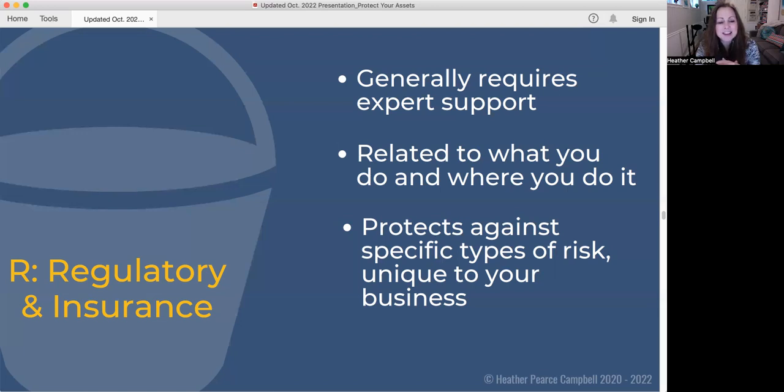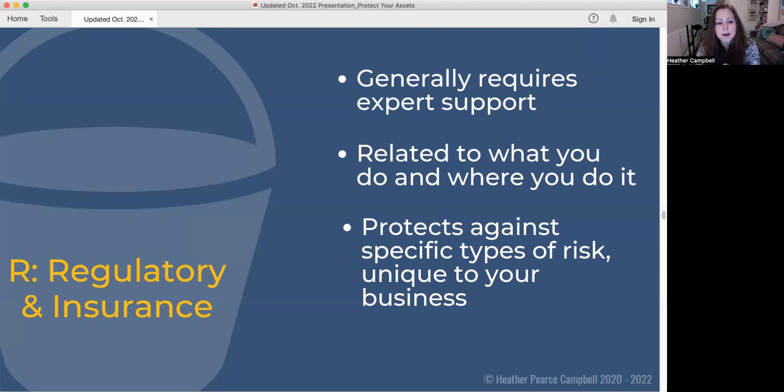And then finally, and this is true for insurance as well, right? You need expert support to put proper insurance in place for your business. Insurance is also going to be related to what you do and where you do it. There are geographic limitations on insurance policies. And understand that insurance helps you protect against specific types of risk that are unique to your business, right? Insurance is really like this additional layer, like peace of mind that you can layer over your business.